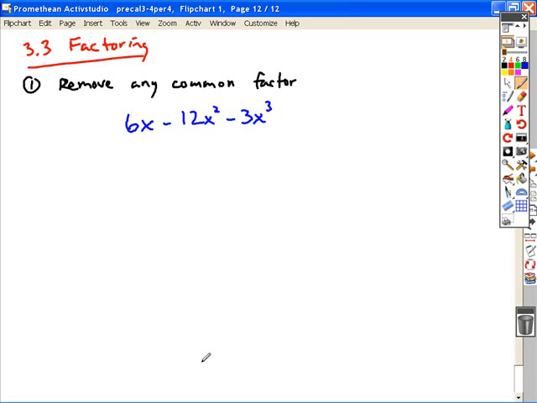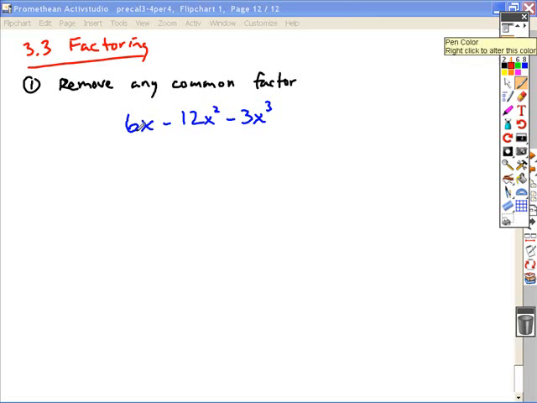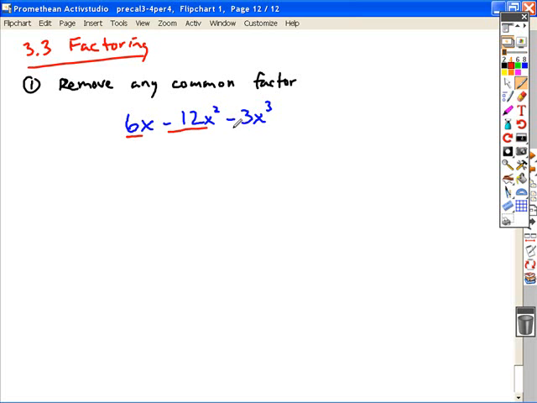If we took this expression, the very first thing you want to look to do is remove any common factor. So you look, there's three terms here. Are there any factors that are common with all three of these terms? Numerically, it's a 3 and then the variable x. So you know you can take a 3x out of every single one of these terms.